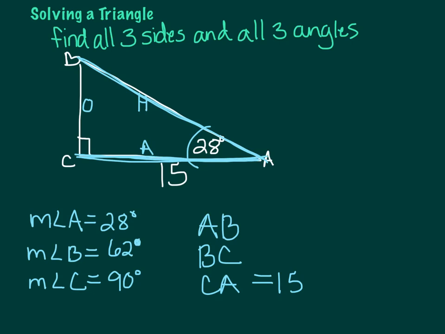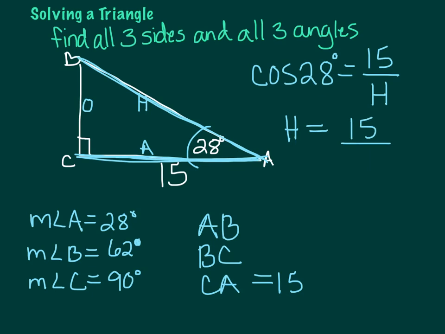That would be cosine. So I'm going to say, well, cosine 28 equals my adjacent over my hypotenuse, 28 degrees. Make sure you put your symbol. So I can use that to say, well, then the hypotenuse has to be 15 divided by cosine of 28 degrees. And that's something you could put in your calculator. Just make sure you're in degree mode. And you would get approximately 17. Our hypotenuse is AB, so that goes here, 17.